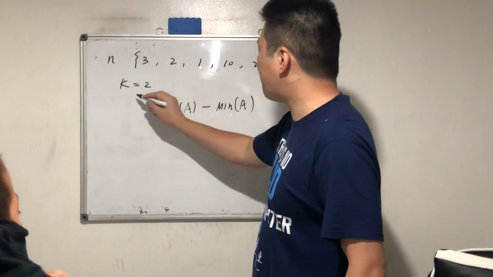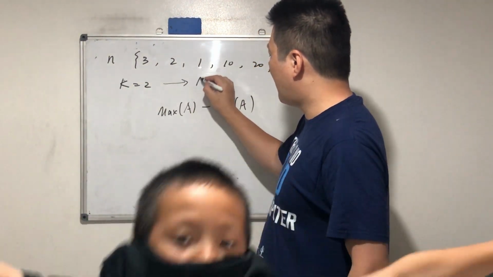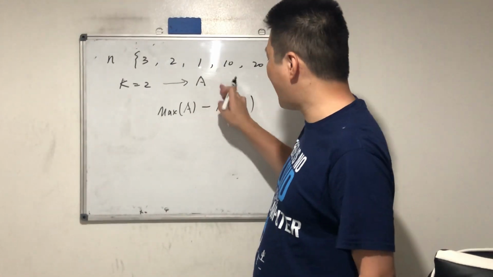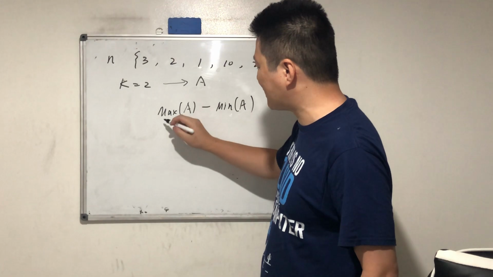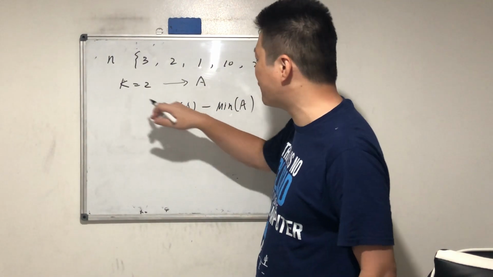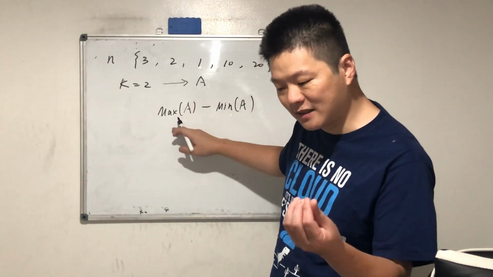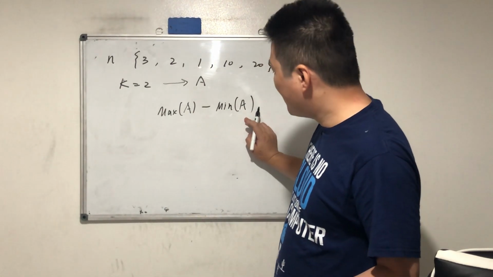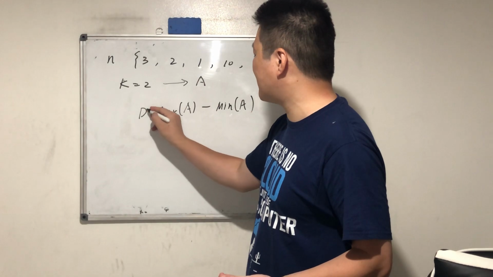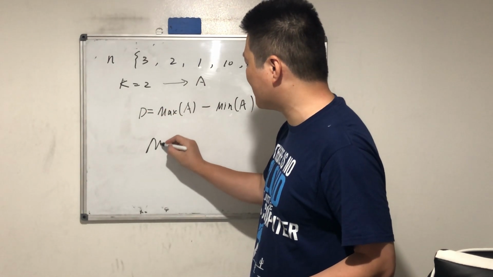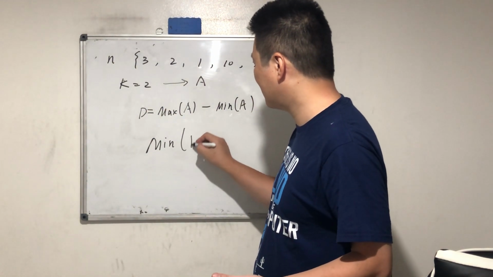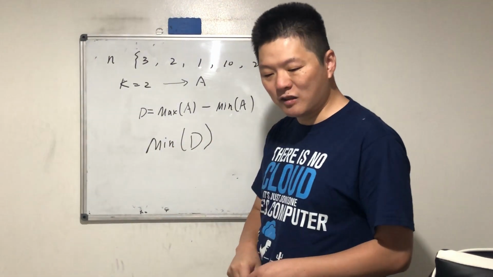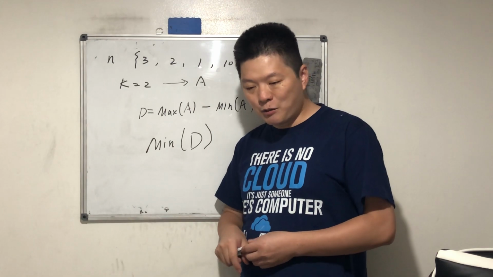So look, we want to pick k numbers. When we pick the k numbers, we know the maximum, the highest, and the lowest of that array. Let's say this is the difference, and we want to minimize the difference. So what's your approach?